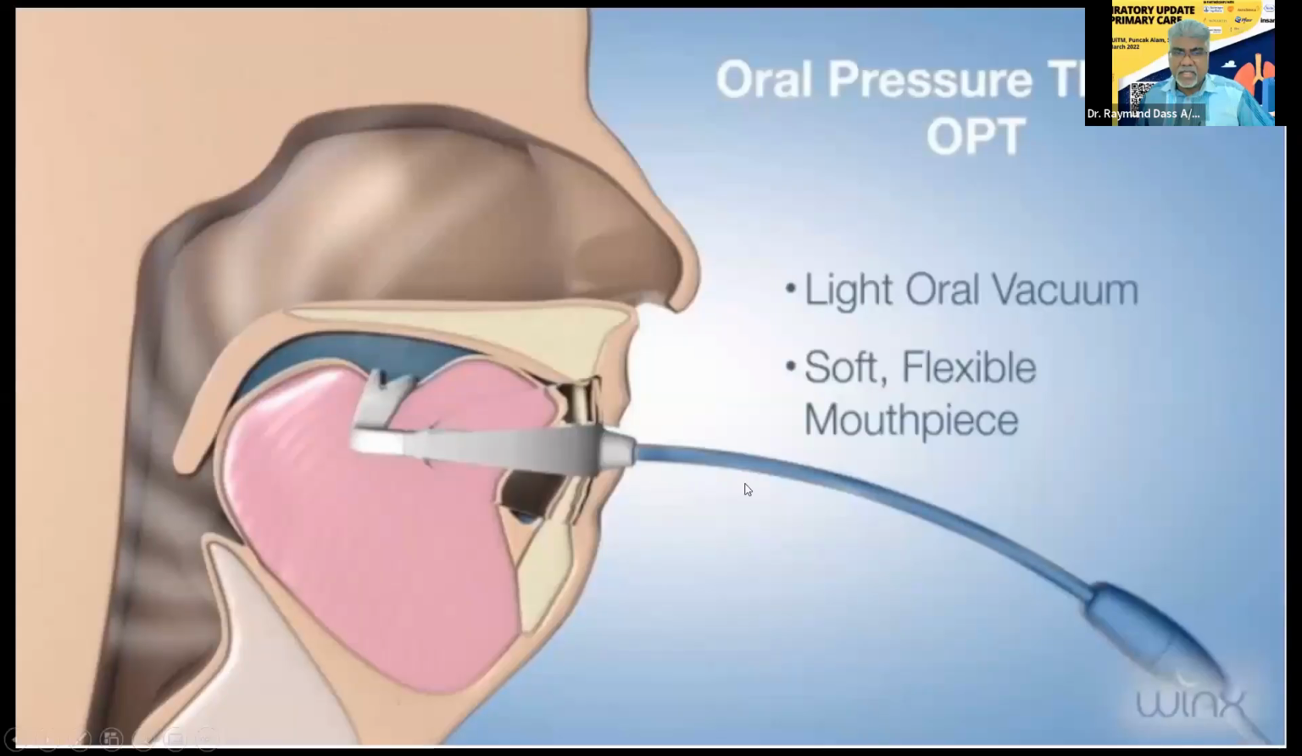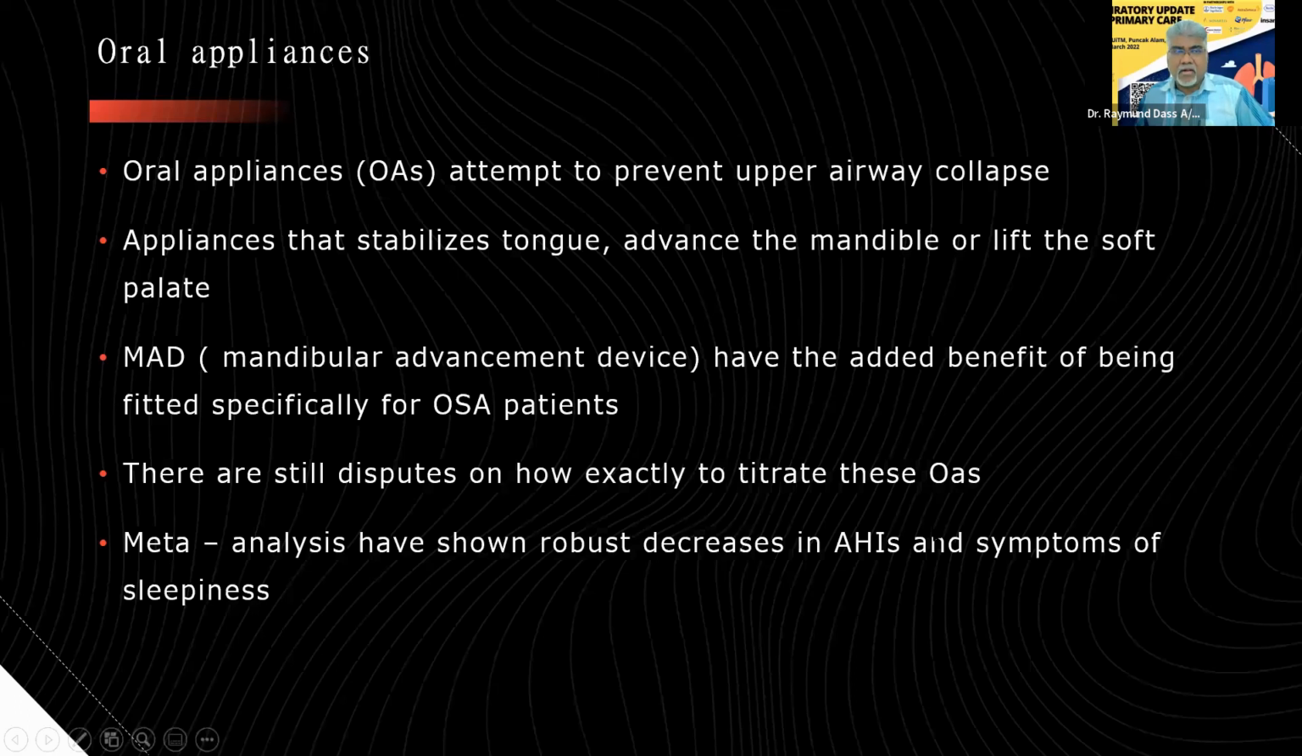This is how it looks like. It just sits in the mouth like that and pushes the tongue down, causing a little bit of relief around this area. But if the patient tends to have an obstruction elsewhere, it is not useful. So how about the oral appliances? Oral appliances prevent airway collapse. They stabilize the tongue, advance the mandible, and lift up the soft palate. Sounds a little bit annoying, isn't it? Too many things are happening. But this will be done by the dentist.